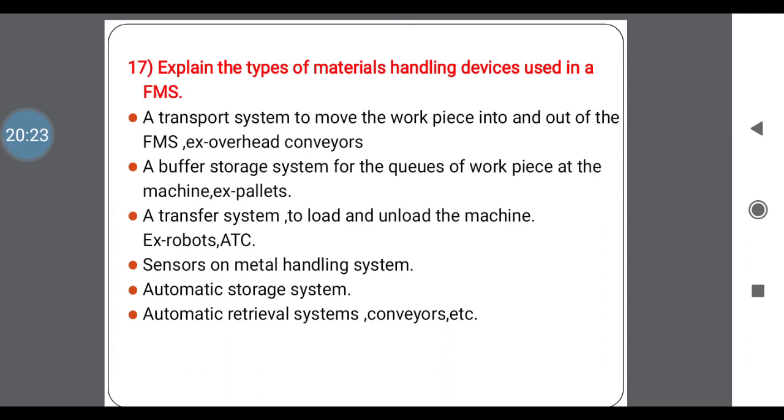Here etc is automatic tool changer. Next, sensor and material handling system. We may use some sensors, automatic storage system, automatic retrieval system, conveyors, etc. These are some of the devices which we are using in FMS.